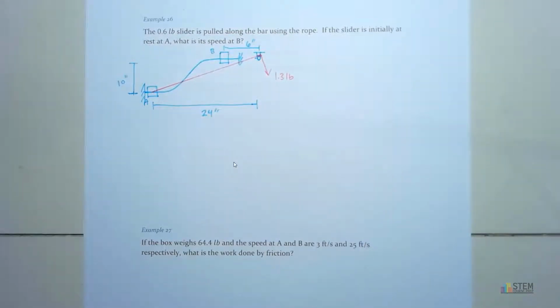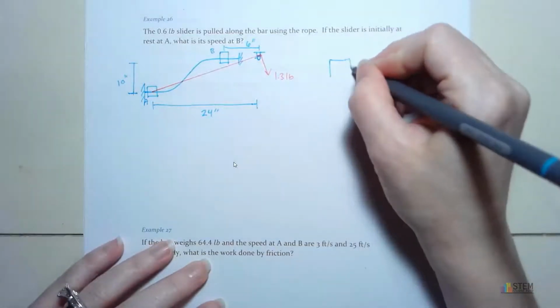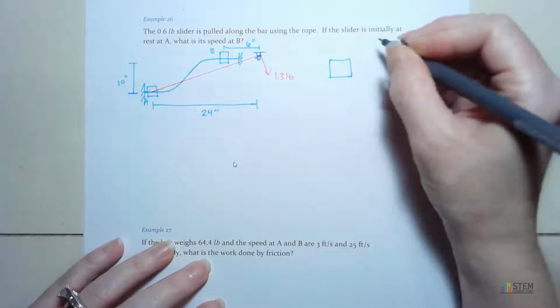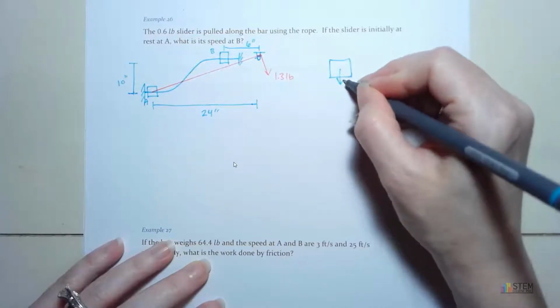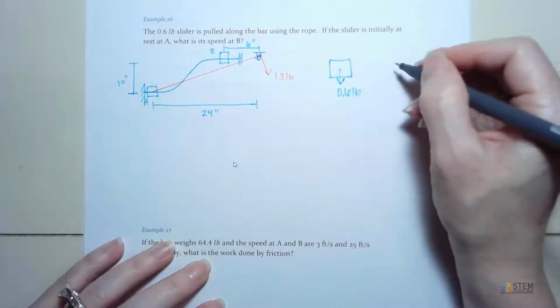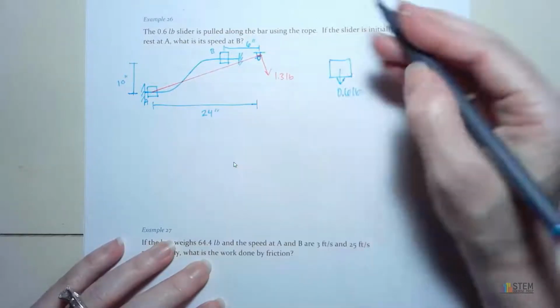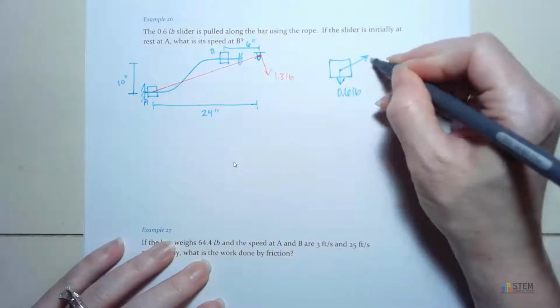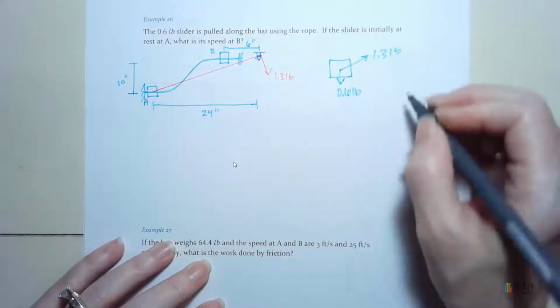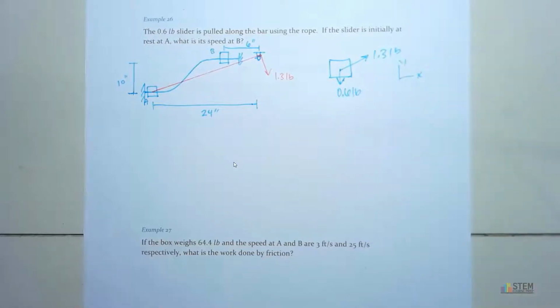All right. So first things first, let's go ahead and draw the free body diagram. All right, we've got weight. So that's going to be the 0.6 that was given. And then we also have the tension due to this cable, right? So that's going to be like that. And I'm just going to use the standard XY system on that one.